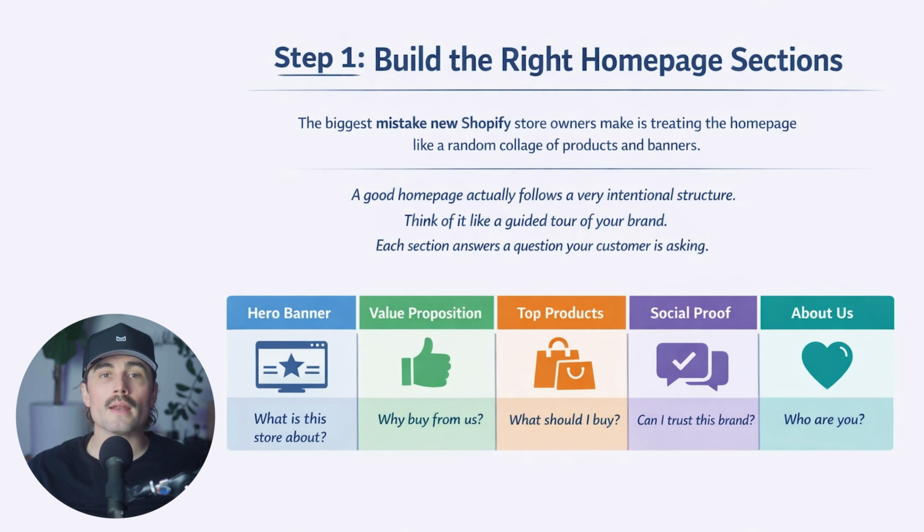Step 1, build the right homepage sections. The biggest mistake that new Shopify store owners make is treating the homepage like a random collage of products and banners. A good homepage actually follows a very intentional structure. Think of it like a guided tour of your brand. Each section answers a question that your customer is asking. Let's go through the most important sections.